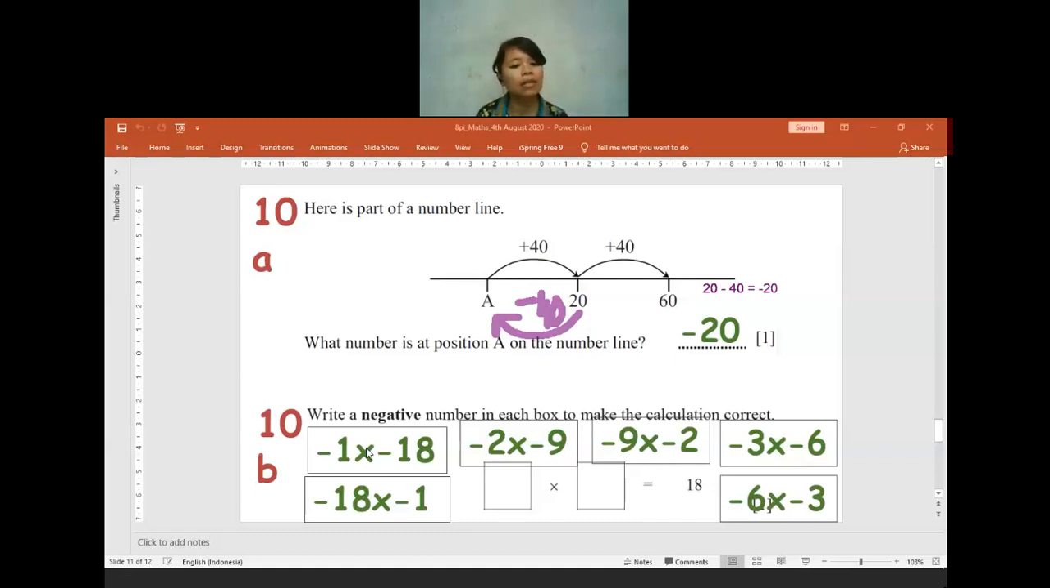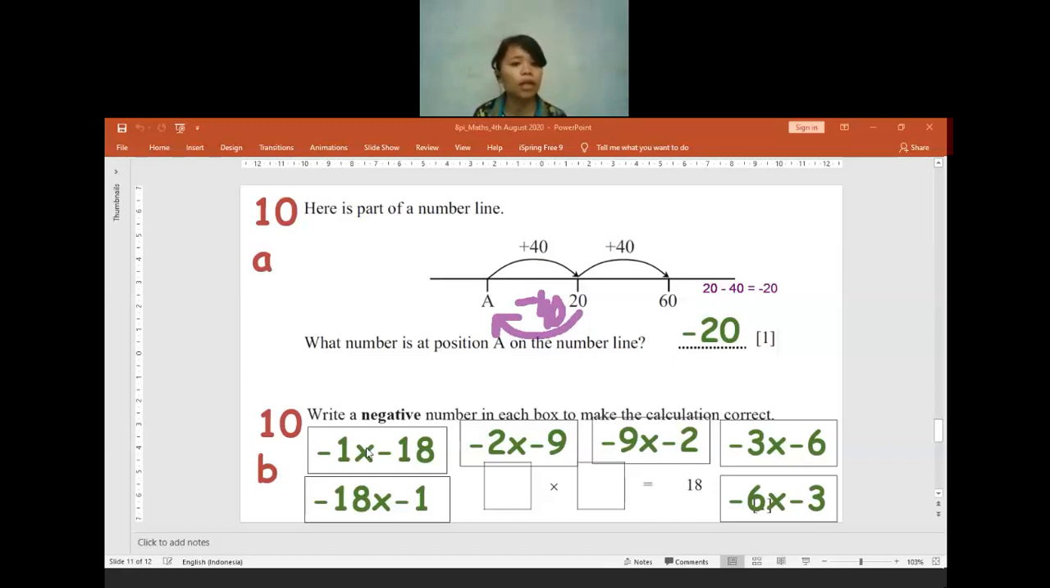Because it's already clearly mentioned, put a negative number in each box. So it means for each box, there will be negative numbers only, cannot be positive. There are 6 options. You can pick any one of them. You can pick negative 1 times negative 18 or negative 18 times negative 1, negative 2 times negative 9 or negative 9 times negative 2, negative 3 times negative 6 or negative 6 times negative 3.